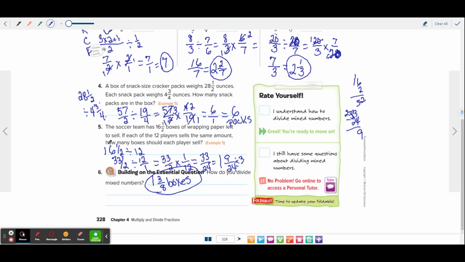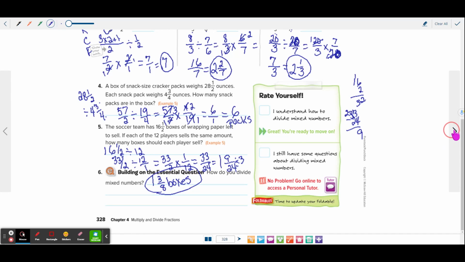So that's our answer there for number 5. I was looking for a way to simplify, but couldn't find it. Oh, I know what it was. We could have divided by 3 here and had 4 here and 11 up there on top. That would have worked. But it's okay. We got it. Okay, so 1 3/8 boxes is our answer there.